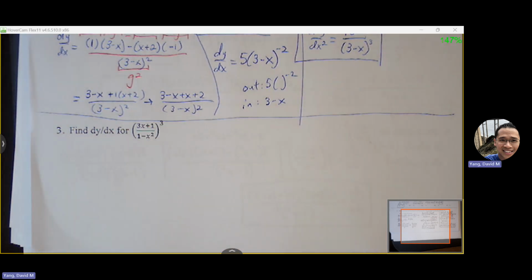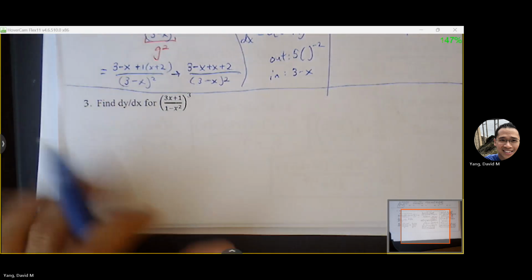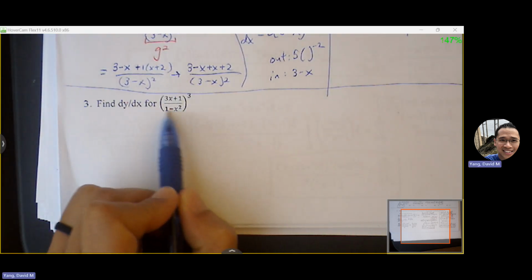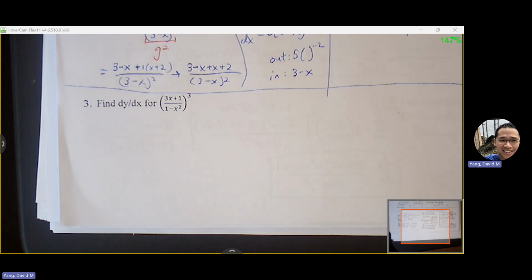So here's the easy way to tell. If your parentheses is over everything, then chain rule comes first. But if your parentheses is only over a portion of the problem, then chain rule comes second. It's going to be the other rule that gets applied first. All right. So here we want to do chain rule first because the parentheses is over everything.